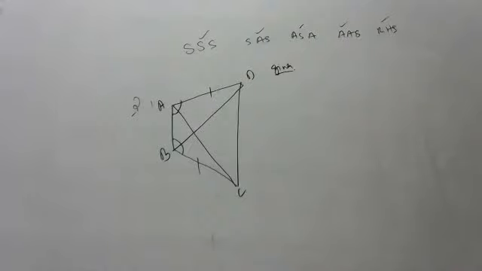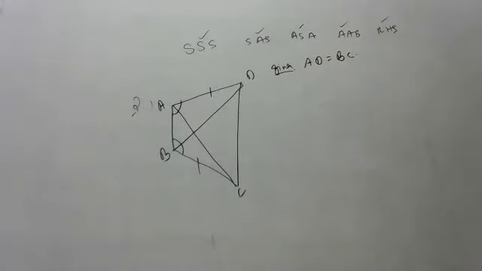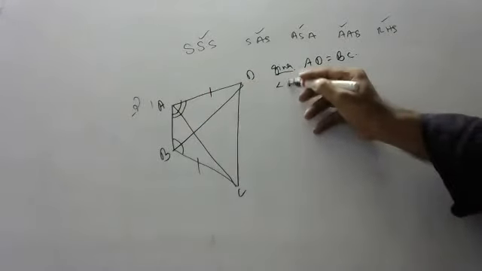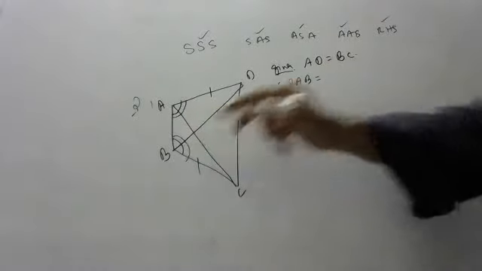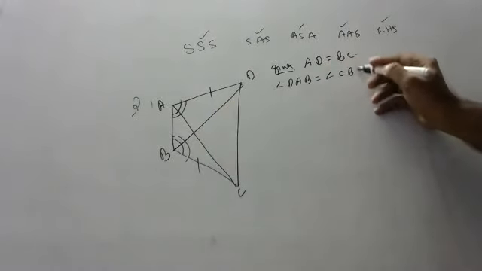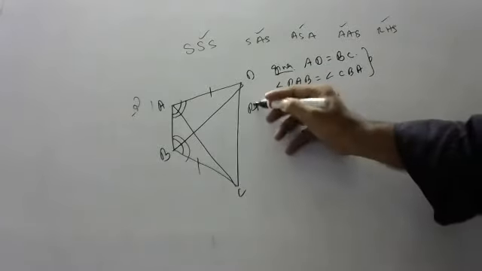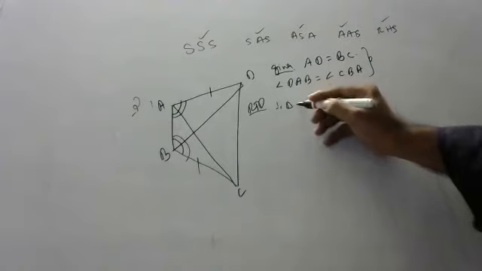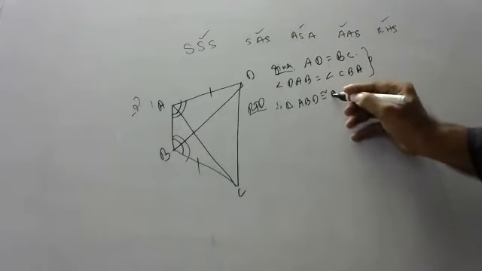ABCD is a quadrilateral in which AD is equal to BC, and also angle DAB is equal to angle CBA. DAB, this full angle is there, no, children. Angle DAB is equal to angle CBA. These are the given conditions. Required to prove: three things are asked. First one is prove that triangle ABD is congruent to triangle BAC.